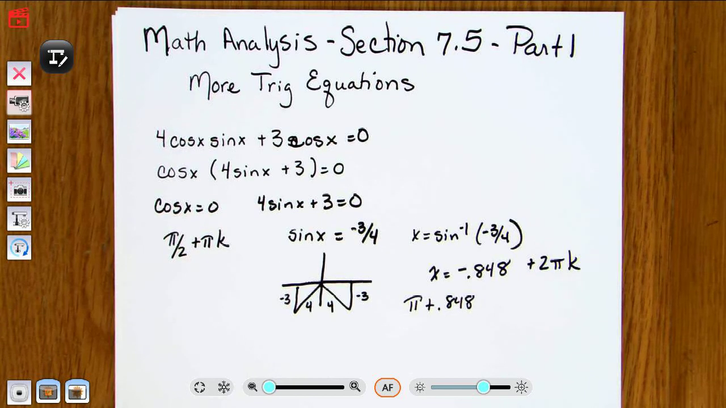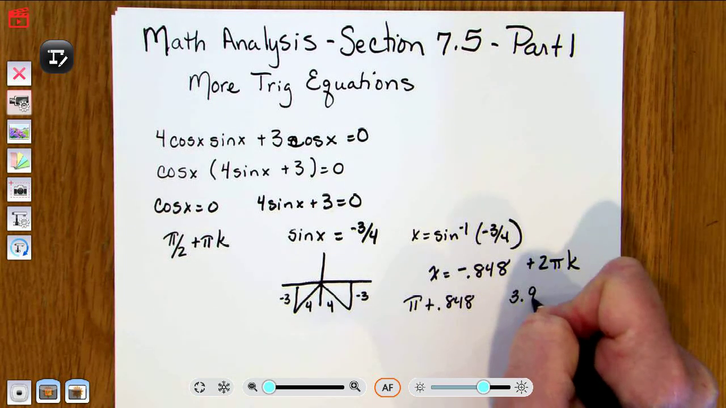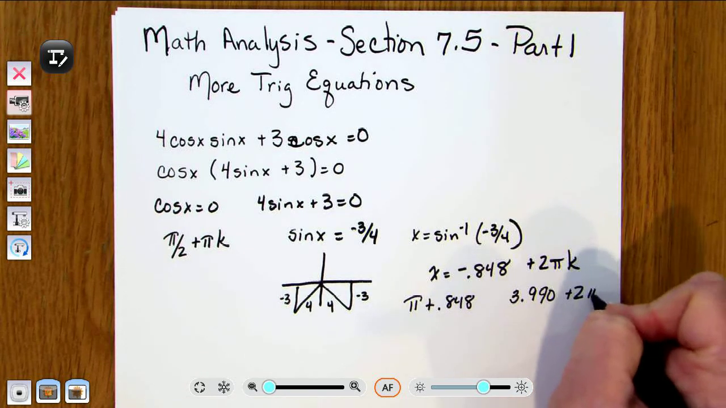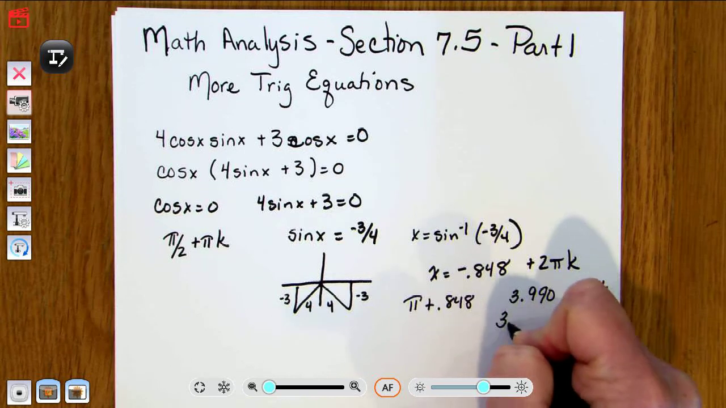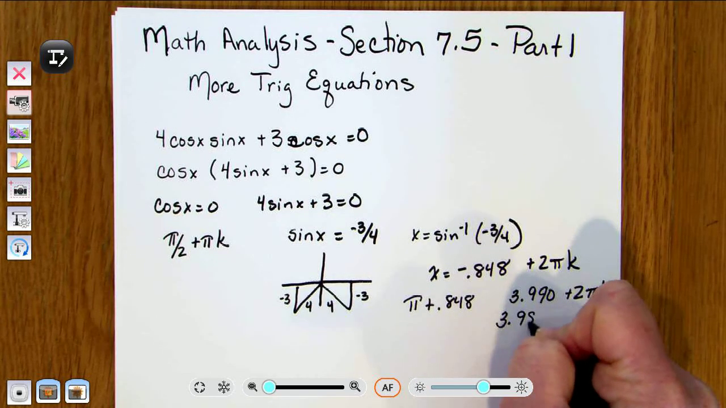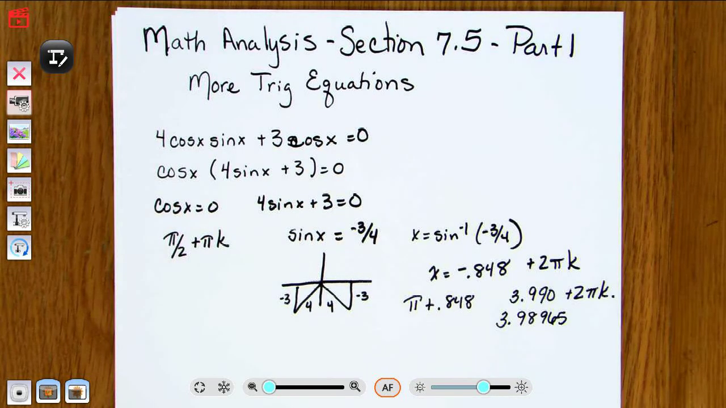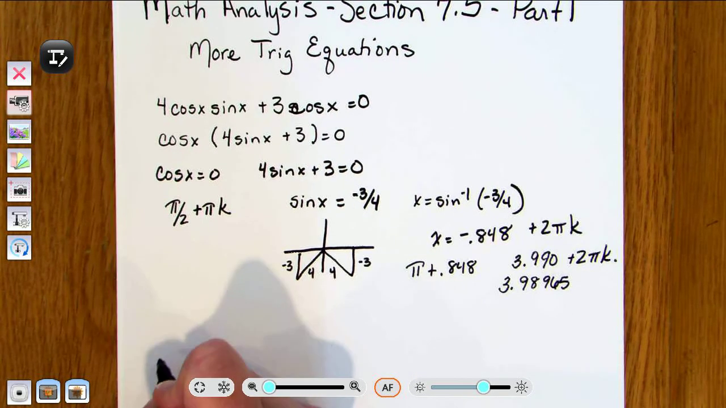plus pi, and I get 3.990 plus my 2 pi k, if I round to 3 decimals. If I wanted to go more decimals, it's actually 3.98965. So depending on where we want to round is where we would go on that one. Okay, let's continue on to another one.